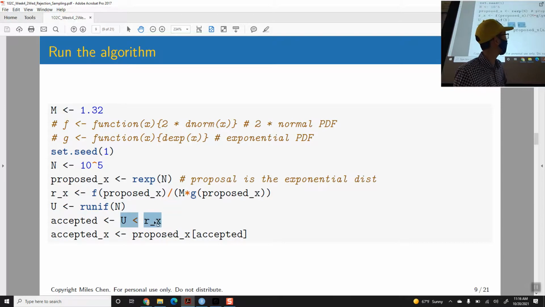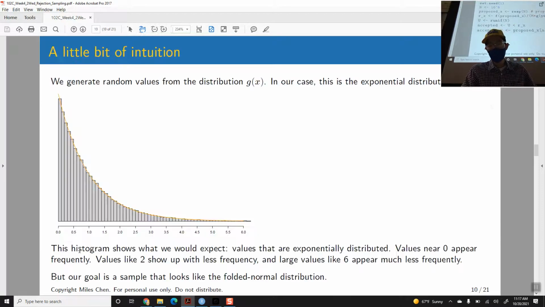I say, is u less than the ratio of x? And this will give me a logical vector of true and false values. Some will be true, some will be false. And I will then subset my 100,000 values to just those that are true. So what I'm going to get here, accepted x, is going to be less than 100,000. It's going to be something around, I don't know, 70% of that. Okay, something around that. All right, is that okay? Just the steps in code, what we've done.